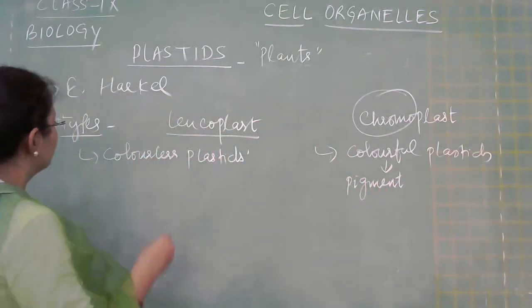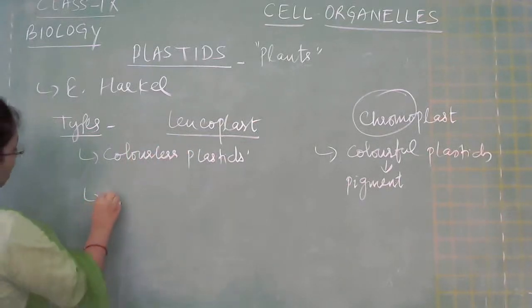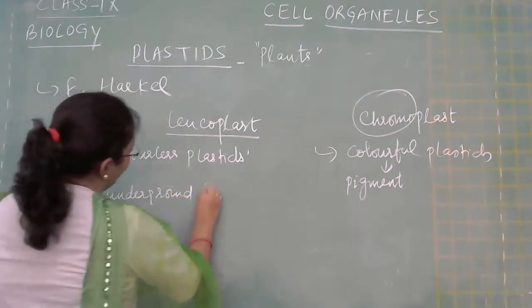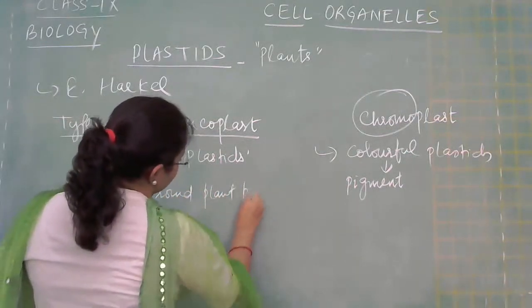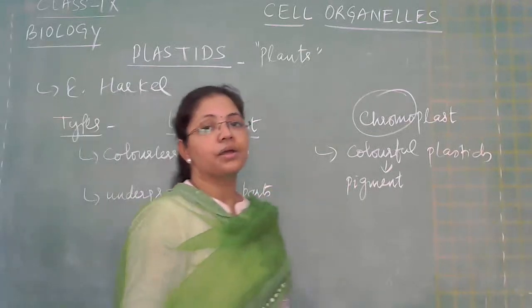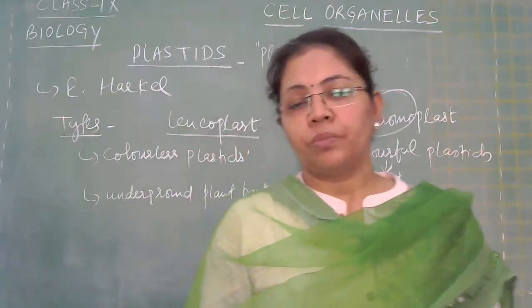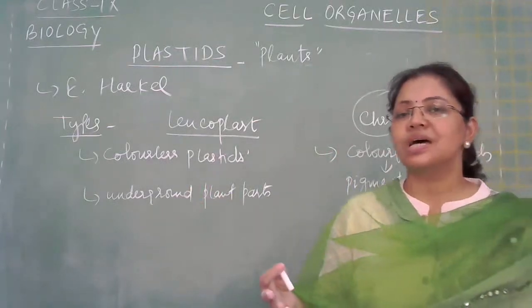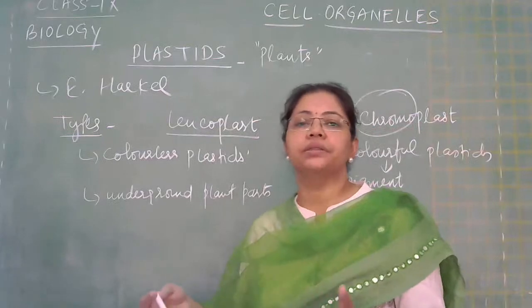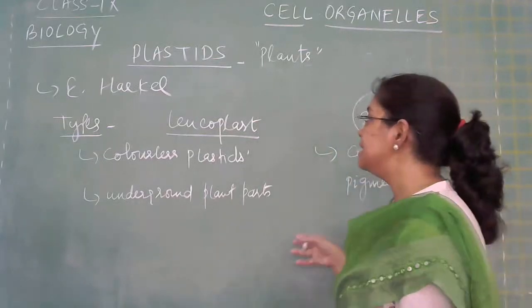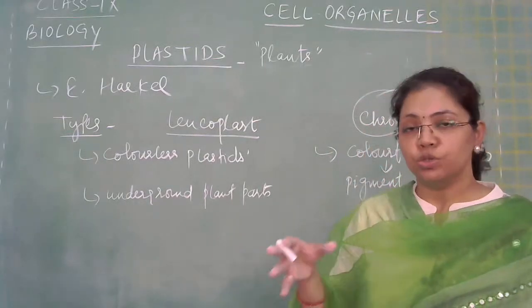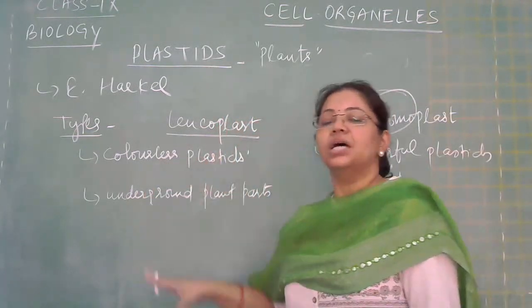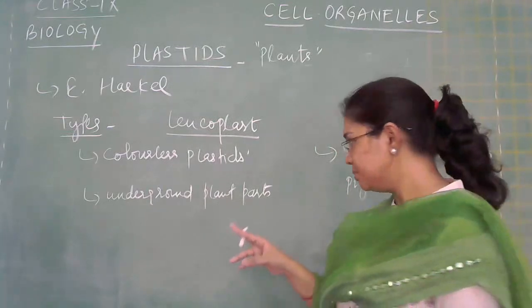Another thing is that most of your leucoplasts are found in underground plant parts. Say for example, modified stems, rhizomes, roots, and seeds. They all contain these leucoplasts, right? So generally, we say that leucoplasts occur under the soil, okay?